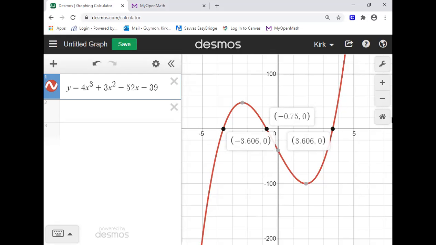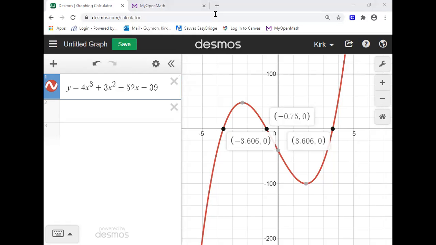4x cubed plus 3x squared minus 52x minus 39. And again, those 3 zeros that I came up with were negative 3.606, negative 0.75, and 3.606. You know, I really like leaving places where I make a mistake in there, but don't give up. Notice that I came back, checked my work, looked for what else it could have been, and then let's go see what we're going to have to do with this now.